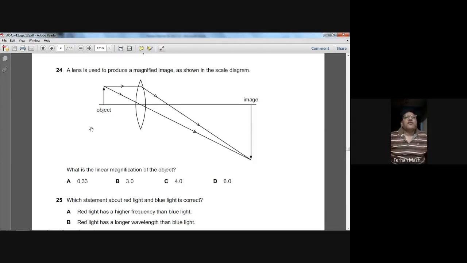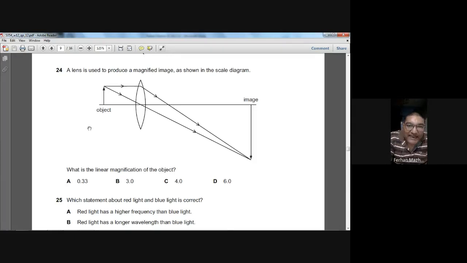Question number 24 on your screen. A lens is used to produce a magnified image as shown in the scale diagram. What is the linear magnification of the object? We want to calculate the linear magnification. You know, the linear magnification formula is height of the image divided by height of the object.